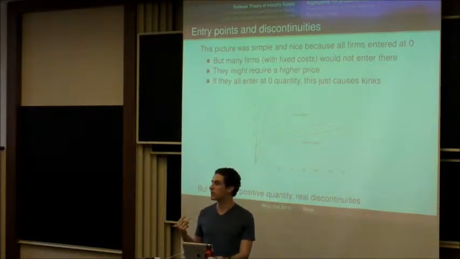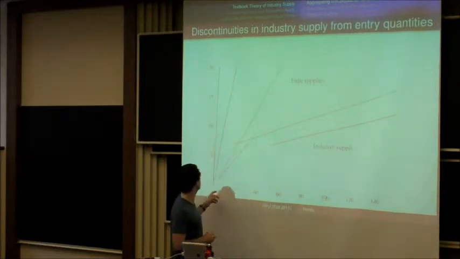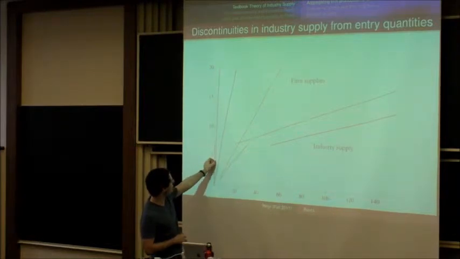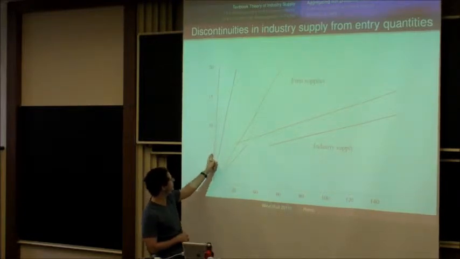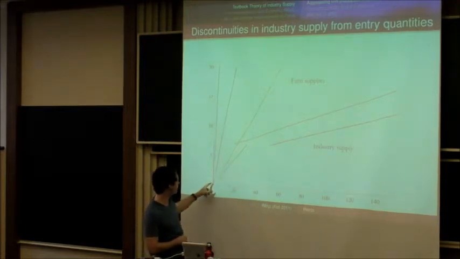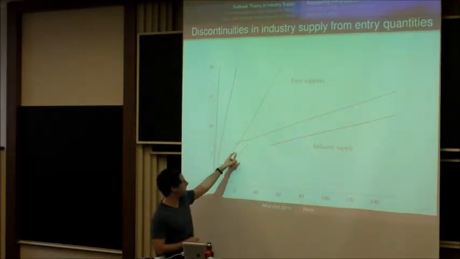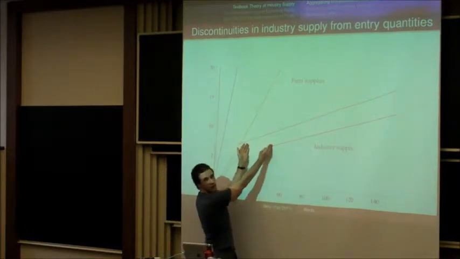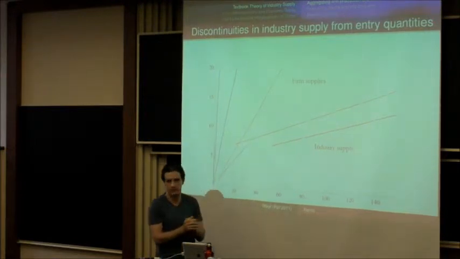However, if firms enter at a positive quantity, then there are discontinuities. So imagine, here's one firm that enters at this price and it enters at a positive quantity. This firm enters at this price, again enters at a positive quantity. This firm enters at this price, enters at a very large quantity. Then you get this industry supply function, which basically has a bunch of discontinuities in it. Because when one of these firms enters, the industry supply increases by a discontinuous amount.